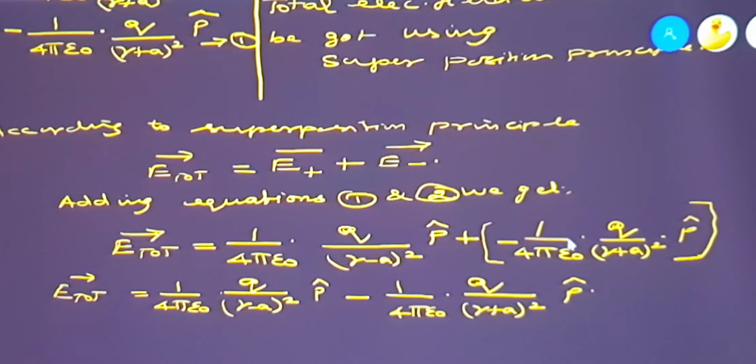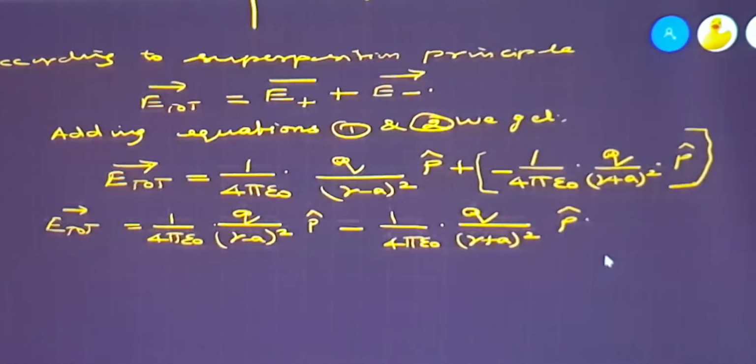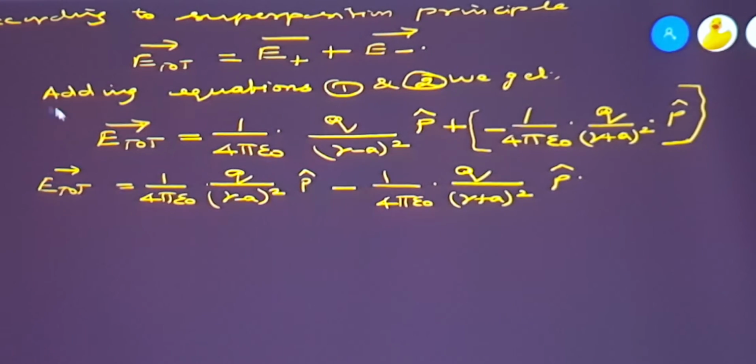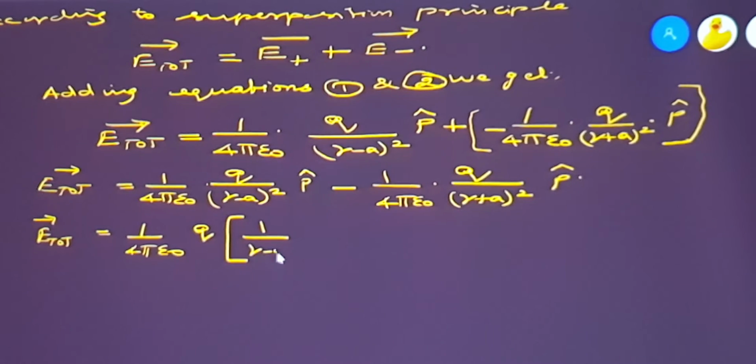Now simplify. How can we simplify? We can simplify by taking the common factors. See, ordinary mathematical simplification, let us calculate it. E total vector is equal to 1 by 4 pi epsilon 0, which is common, so I have taken 1 by 4 pi epsilon 0. q can also be taken out. So remaining 1 by r minus a the whole square minus 1 divided by r plus a the whole square, and here also p vector, or p cap, that too can be taken out.